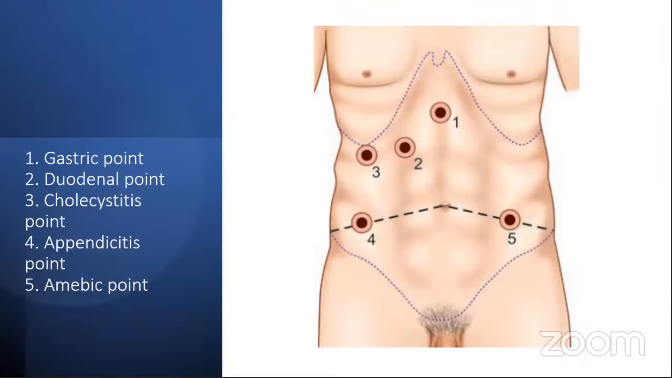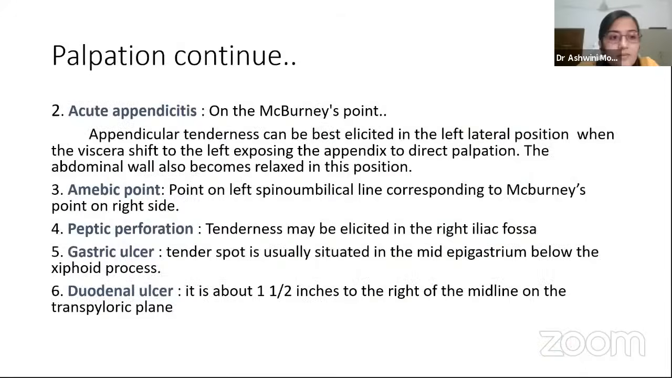It was told that in peptic perforation, tenderness may be elicited in the right iliac fossa. Actually, ideally the pain and tenderness are felt in the epigastric region only, like duodenal ulcer and all the peptic ulcers. But sometimes the gastric or duodenal contents seep through the right paracolic gutter into the right iliac fossa and cause inflammation there. Then it may mimic appendicitis, because there is tenderness in the right iliac fossa.